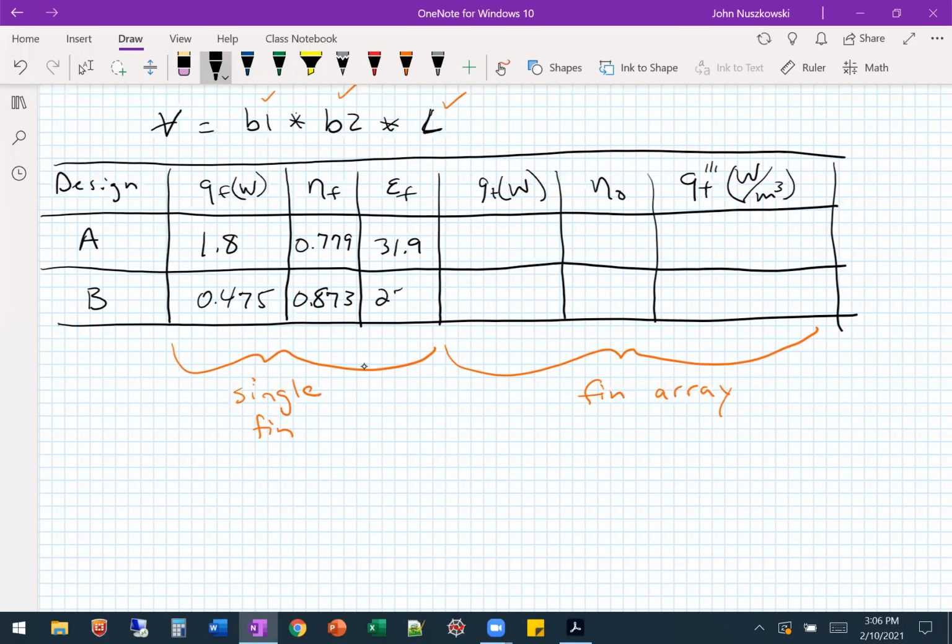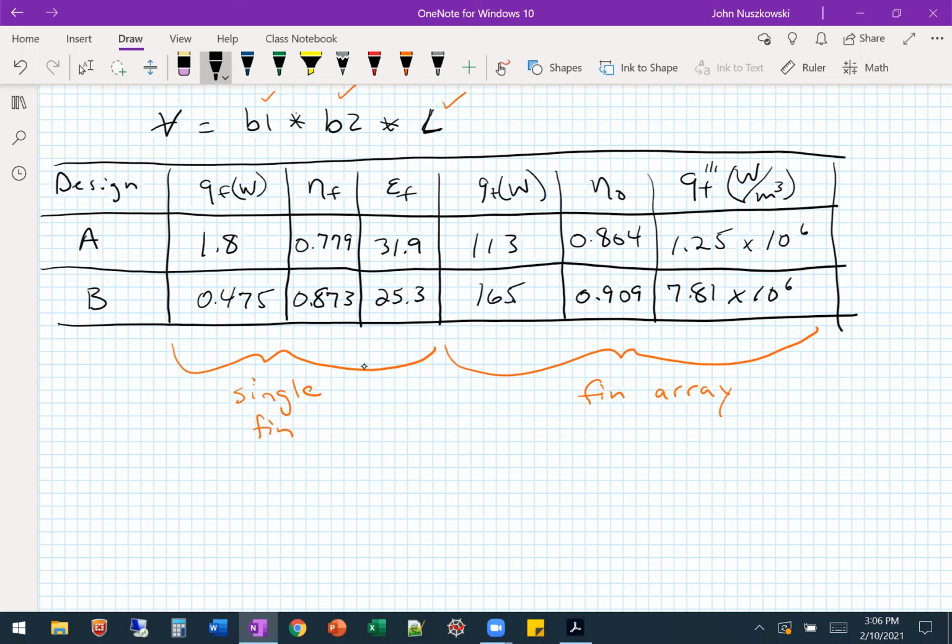Effectiveness 31.9, 25.3. Total heat 113, 165. Overall efficiency 0.804, 0.909. And then the total heat per unit volume, 1.25 times 10 to the 6th, and 7.81 times 10 to the 6th.